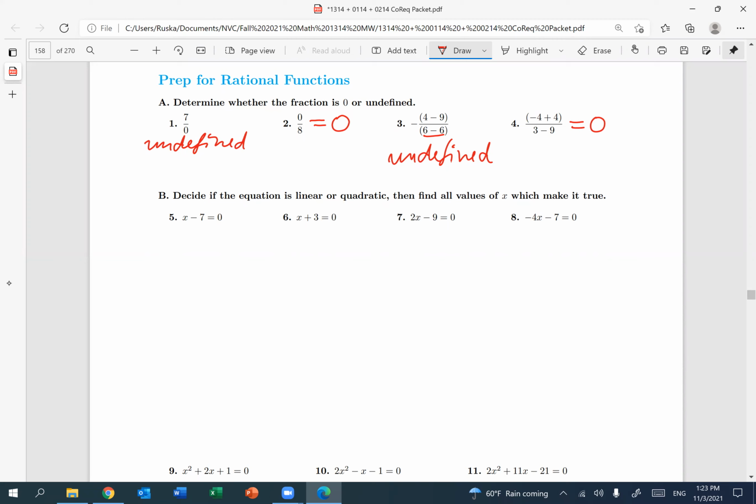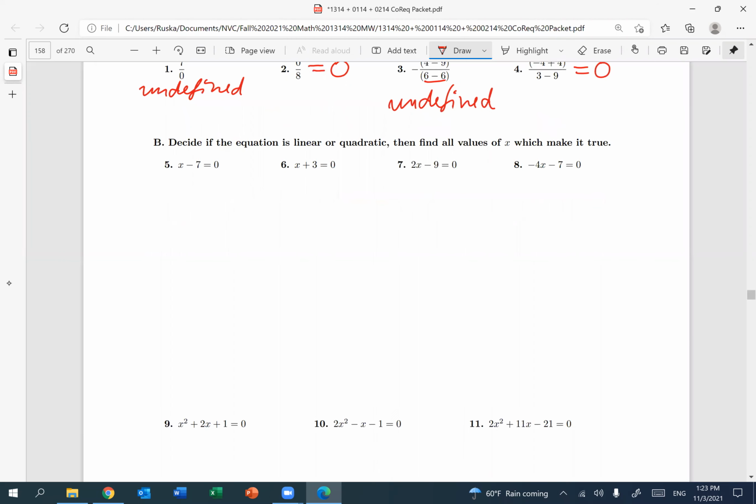Okay? Now, the next one we need to do is decide if the equation is linear or quadratic, then find all values of x which make it true. So that means solve it, right? So the first one, x minus 7, is it linear or quadratic? Linear is with exponent 1, quadratic has exponent 2. So what is it? Linear, that's right.